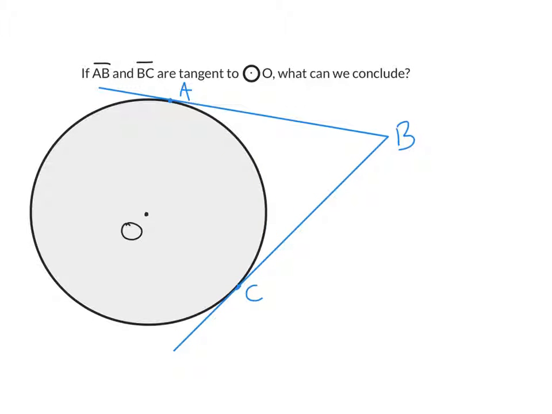All right, next one here. You've got AB and BC are tangent to circle O. What can we conclude?